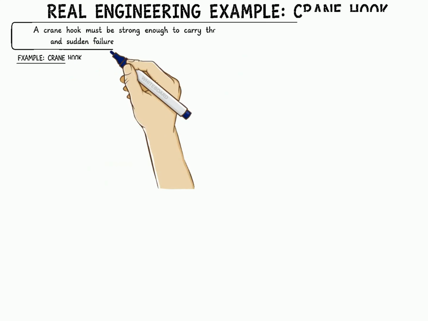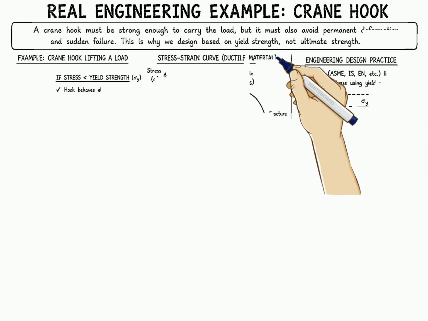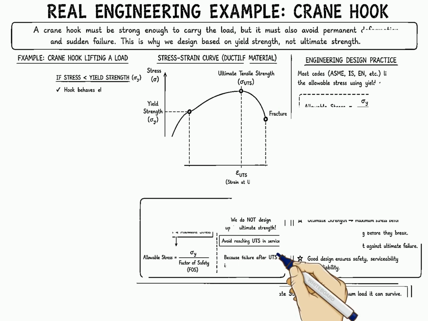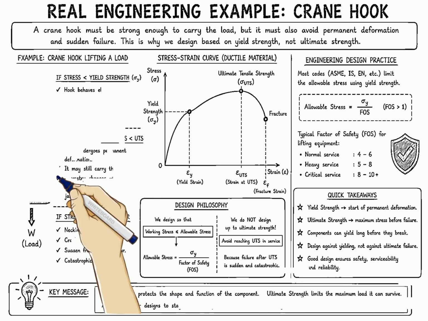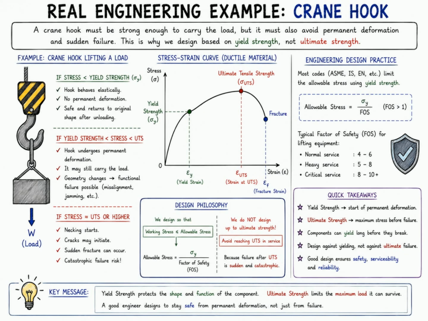Consider a crane hook lifting a heavy load. If stress exceeds yield strength, the hook deforms permanently and may become unsafe even though it has not broken. If loading continues toward ultimate strength, crack initiation and sudden failure become possible. This is why engineers design using yield strength and appropriate safety factors.